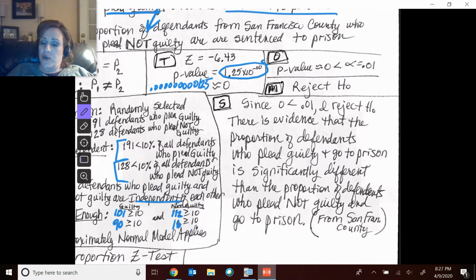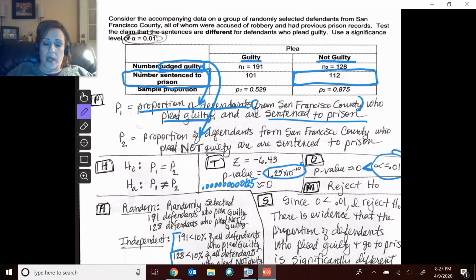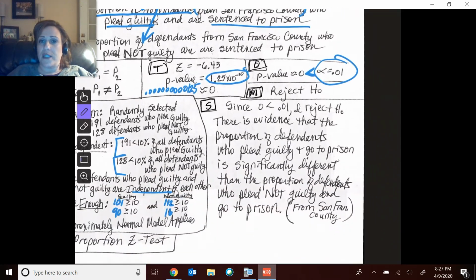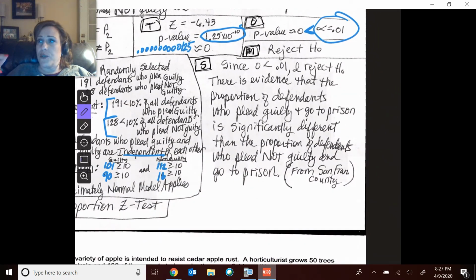So our p-value of 0 is less than the alpha. Notice that the alpha they said in this one was 0.01. Okay, so don't just always assume it's 0.05. Pay attention, you want to double check that. So since that p-value is low, reject H0. There is evidence that HA, the proportion of defendants who plead guilty and go to prison, is significantly different than the proportion of defendants who plead not guilty and go to prison, from San Francisco County.